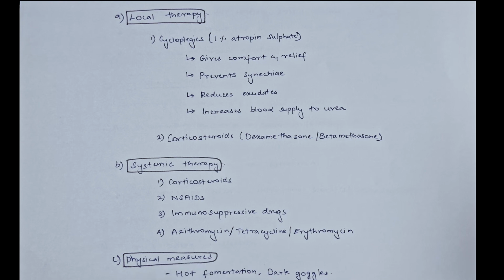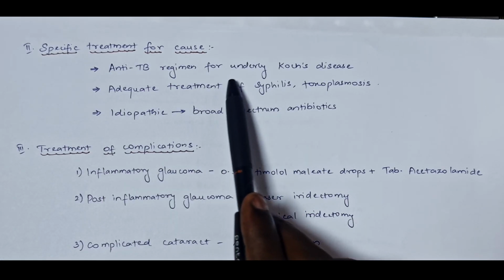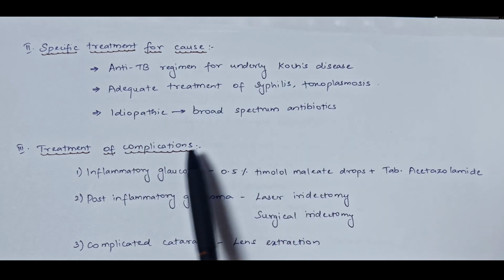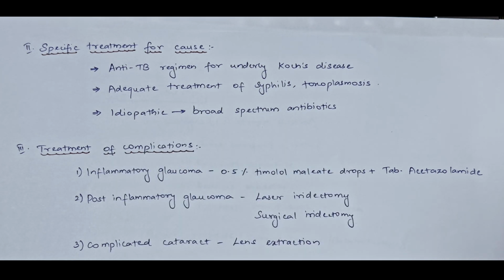In physical measures, we will advise hot fomentation and wearing dark goggles for photosensitivity. The specific treatment depends on the cause. We will give anti-TB regimen for underlying Koch disease, and adequate treatment of syphilis and toxoplasmosis. In case of idiopathic, we will give them broad spectrum antibiotics.